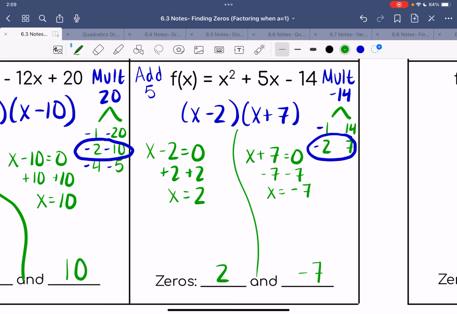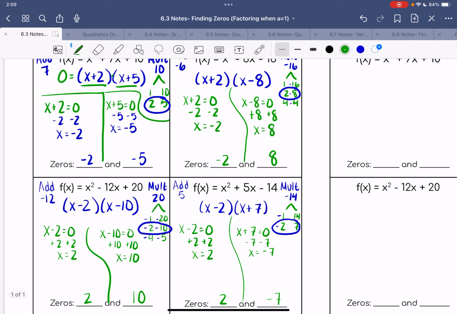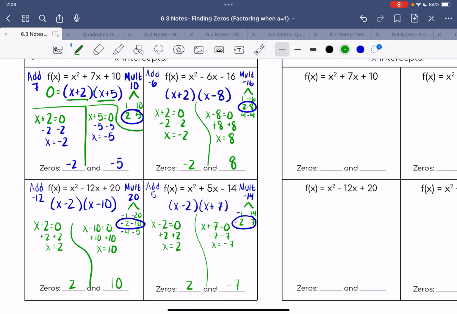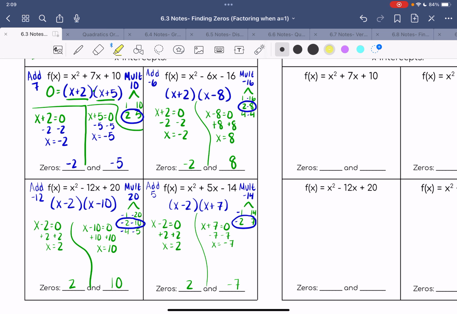Okay, let's chat about at least how much work you need to show on these. So you need to show your factored form. Because we are solving these by factoring, those are the instructions, you have to show your factored out form. So that is this right here. You do not need to write down what you're trying to add to and what you're trying to multiply to. For those of us, especially those of us who feel like we're good at factoring by now, we probably don't need to write that down.